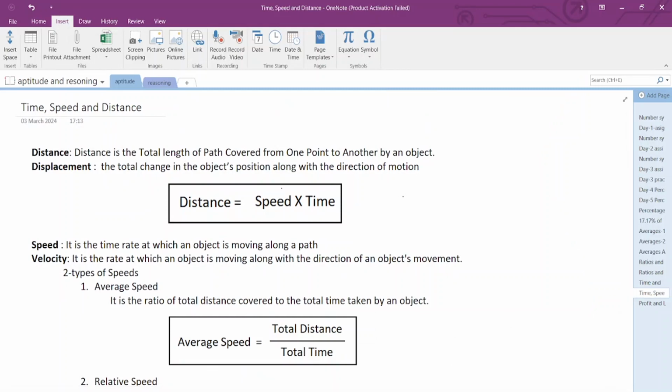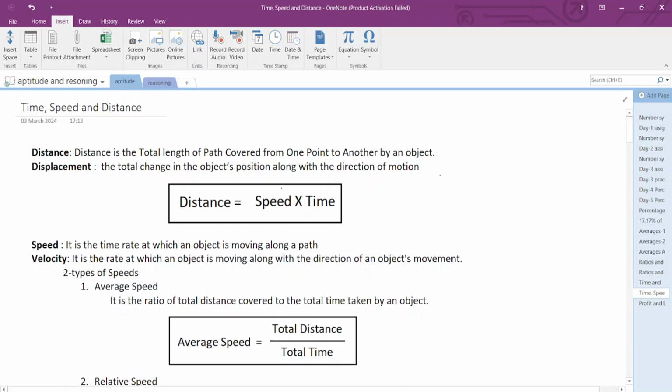Today we are going to learn about time, speed, and distance. So what is time, what is speed, and what is distance? Before we solve the questions related to time, speed, and distance, we have to know what is time, what is speed, and what is distance actually.